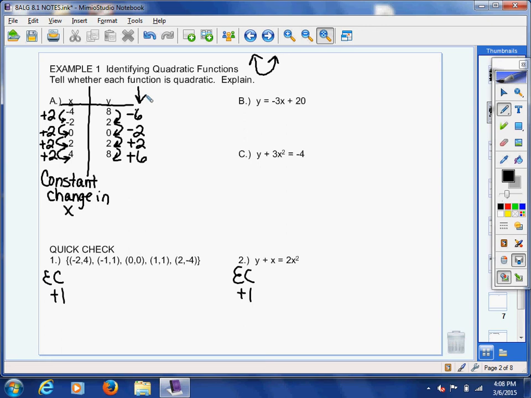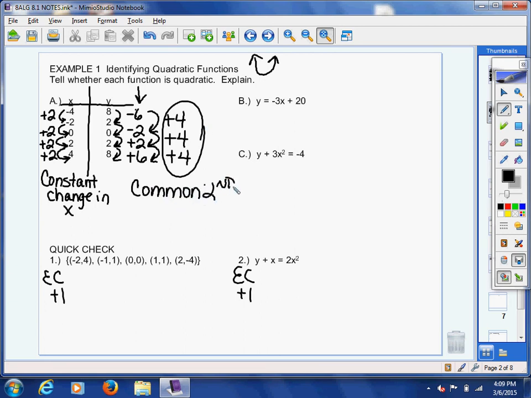You now take these numbers and you find the difference between these two numbers. So how did I get from -6 to -2? I added 4. How did I get from -2 to +2? I added 4. How did I get from 2 to 6? I added 4. This is what you're looking for. And what we call it in algebra is a common second difference. If your table has a common second difference, it's quadratic.